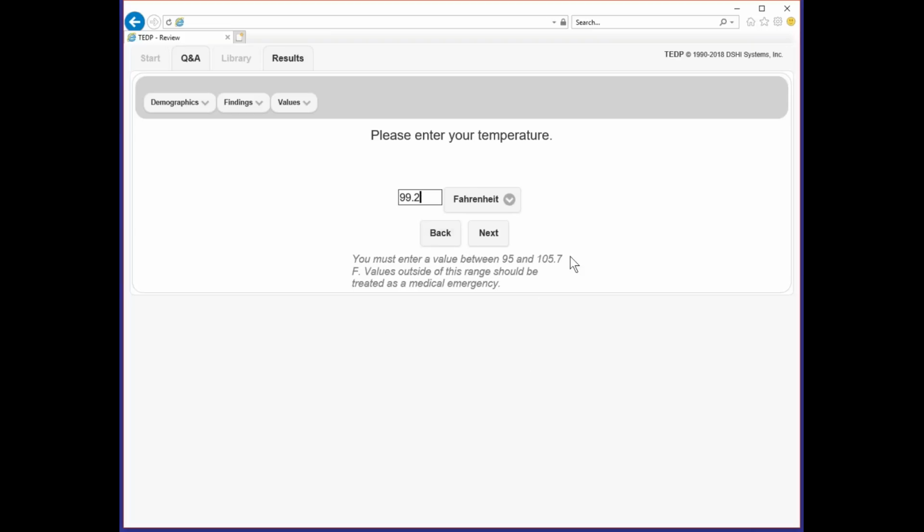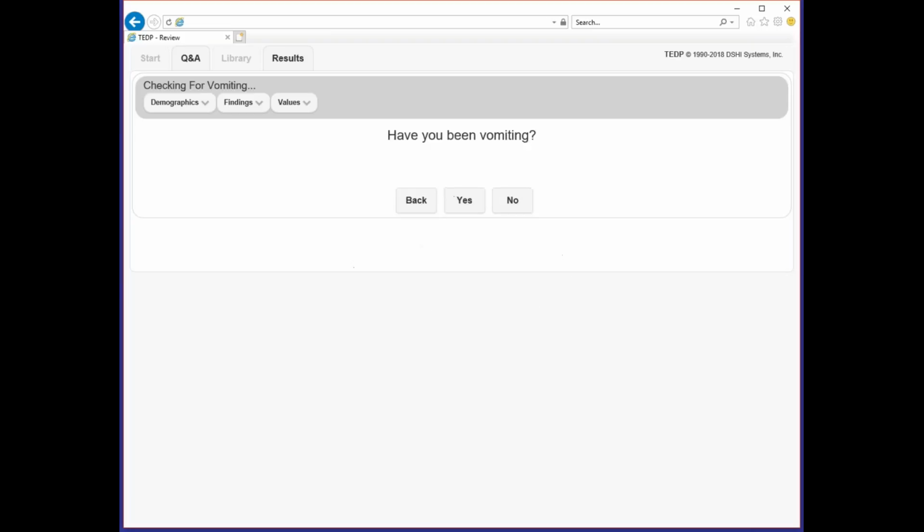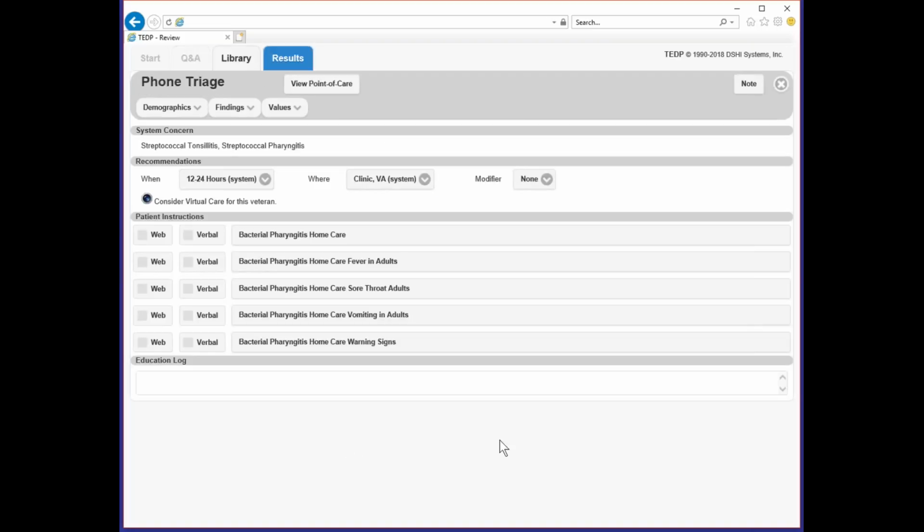We're going to talk about values and measures in its own tutorial and what to do if they are out of range. So I go on to next and I continue through my questions. And as we get through the questions, we now return to the results screen. Reaching the results screen indicates that TEDP has collected sufficient data to determine a system concern and a recommended follow-up interval. Training Part 4 will provide an overview of the results screen.